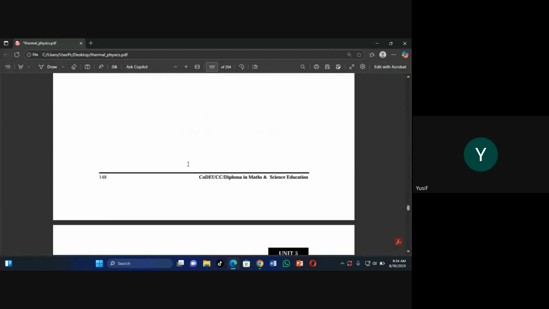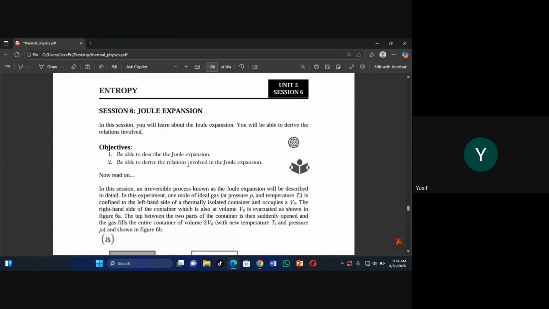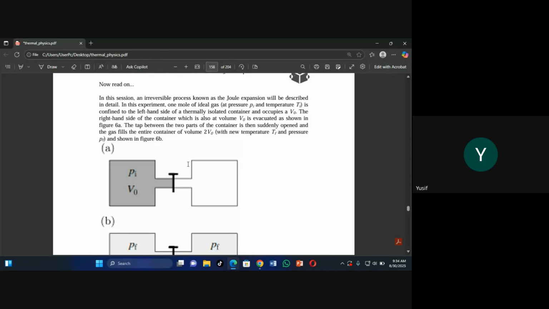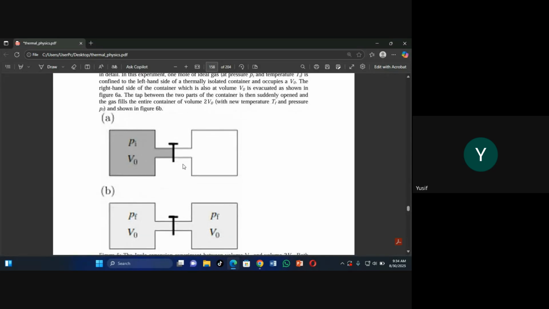Okay. Then we go to Unit 6, where we talk about the Joule expansion, and that is meant for you. Ideally, it's not anything complicated. It's trying to talk about expansion of a system. I'm trying to give you the general overview so that when you sit down, you really get it.